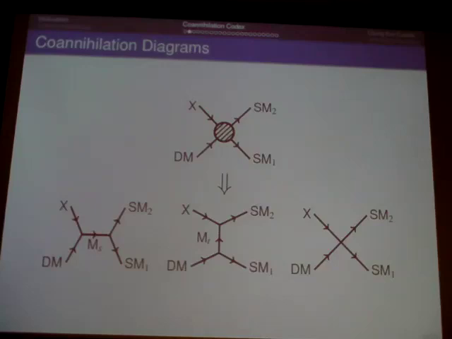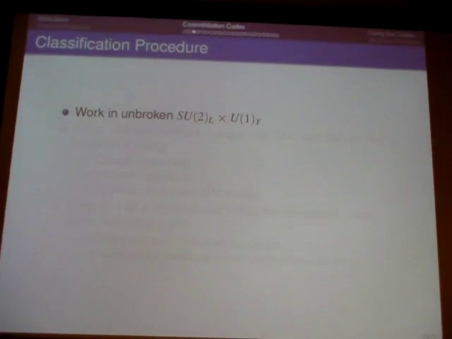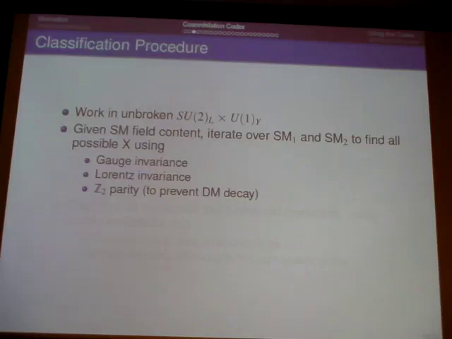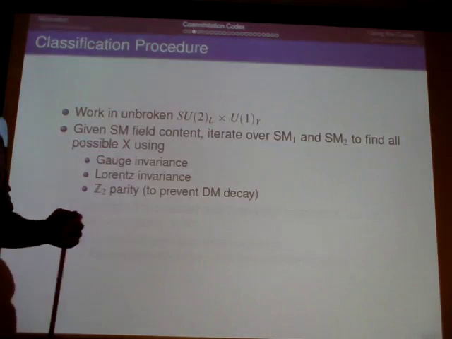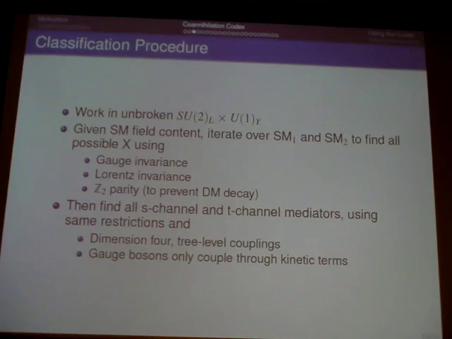Okay, so the way we actually go about doing the classification is we work in unbroken SU(2) × U(1), and then we fix dark matter to be in (1, N, β) of SU(3) × SU(2) × U(1). Given that we know the standard model field content, we can just iterate over all possible standard model pairs, and that allows us to find all of the X, all of the coannihilating partners, using gauge invariance and Lorentz invariance, and we enforce a Z2 parity on the dark sector, which prevents dark matter decay. Once we've found all of the possible X particles, we then find all S-channel and T-channel mediators using the same restrictions, but now further insisting on dimension 4 tree-level couplings and that gauge bosons only couple through kinetic terms.